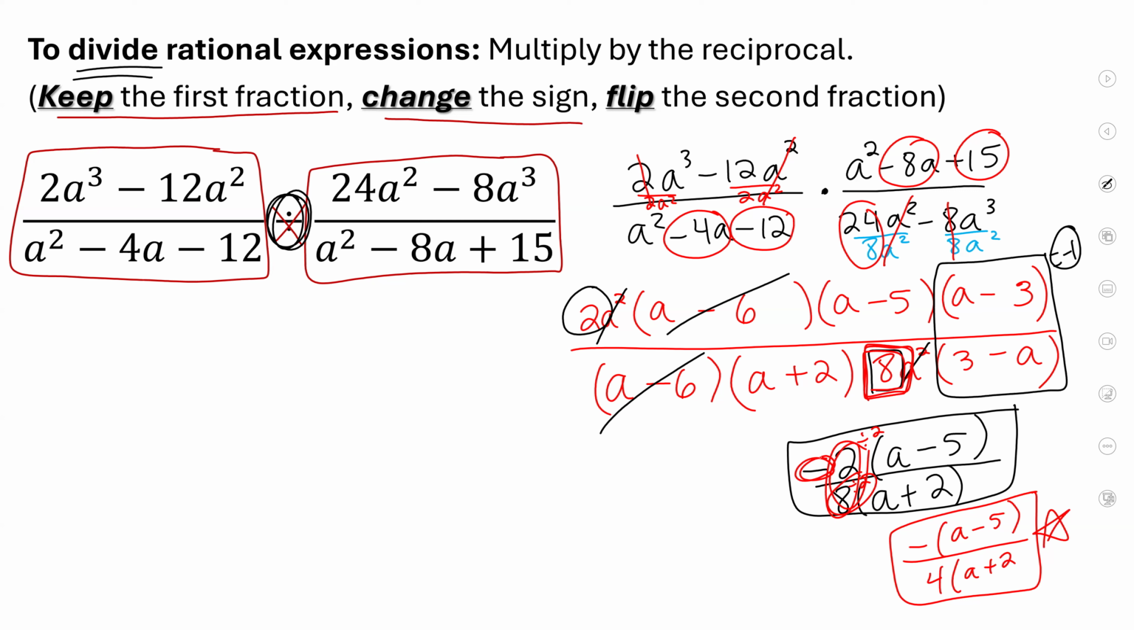All right, guys, that's it. So now you know how to divide and multiply rational expressions.